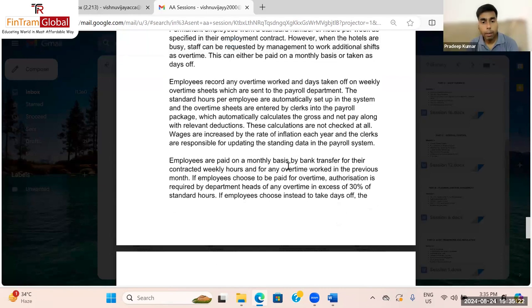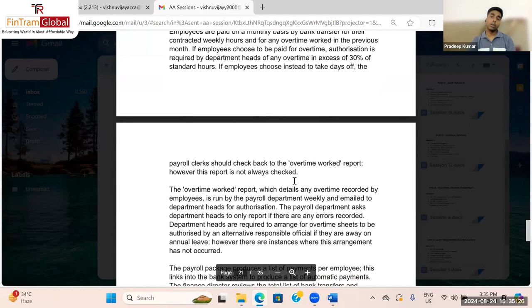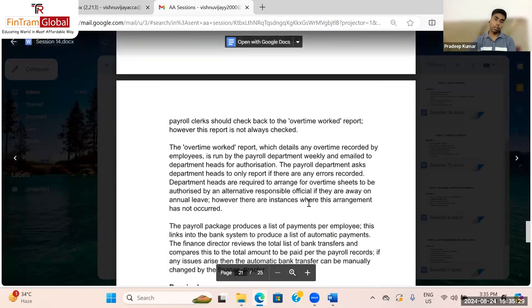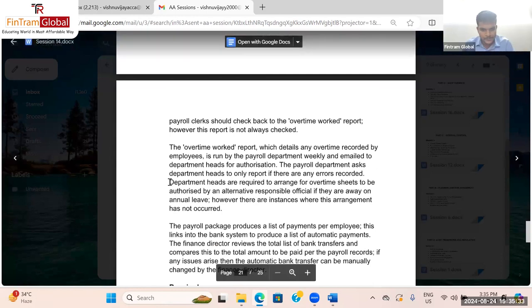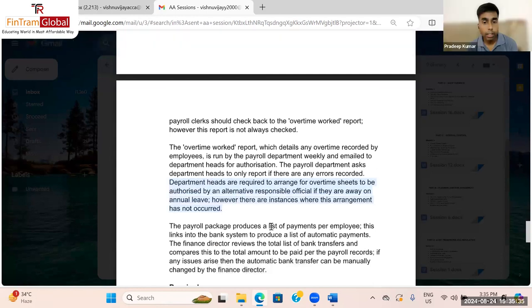Whenever the department heads are on leave, they should assign a responsible person who should review or authorize the worksheets, the overtime sheets. Currently, there is no such arrangement. If he's on leave, then who will take care of the work? Right, exactly. So the departmental heads, if they're on leave, ideally should have an alternative responsible official, but that's not being done. Okay, that's also a control deficiency. Ideally that should not be the case.